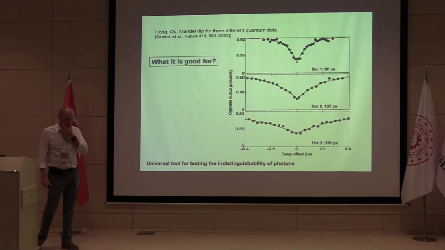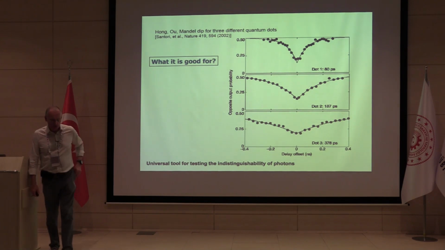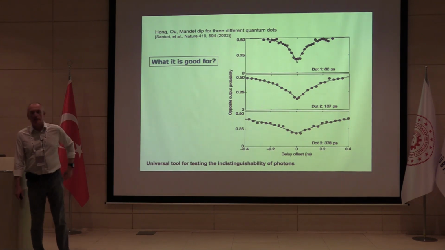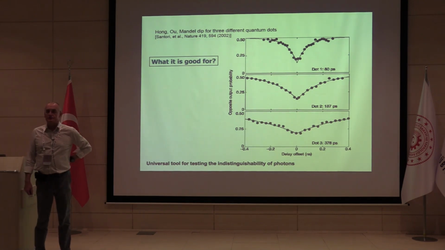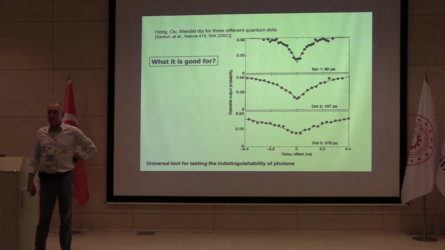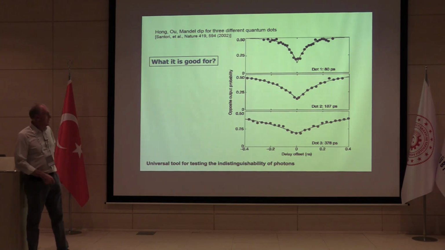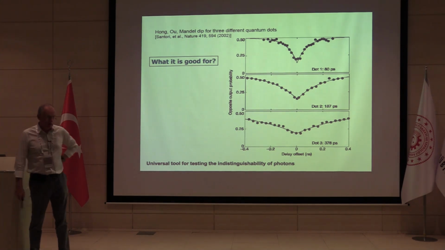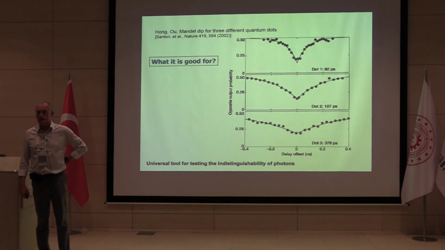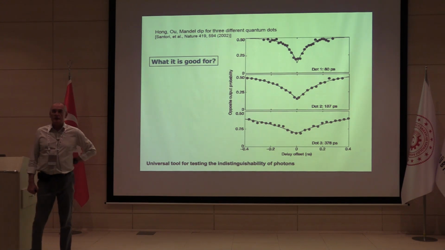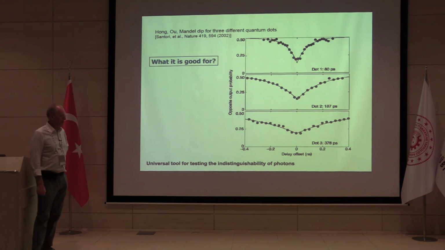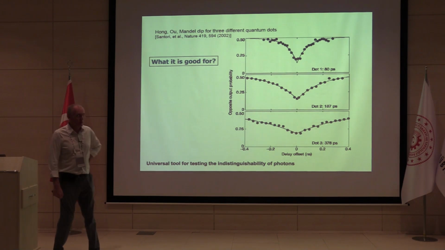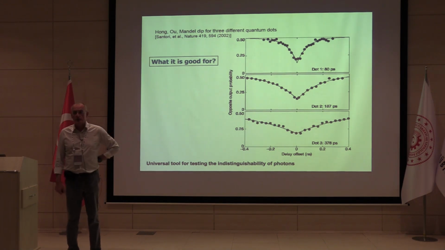Well, one very good use of this is as a measure of distinguishability. Because, as you see, the full dip going down to 0 is when you have fully indistinguishable photons. In fact, one of the areas where it happens to be very, very useful is the area of quantum dots research.